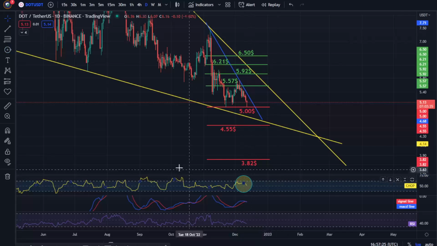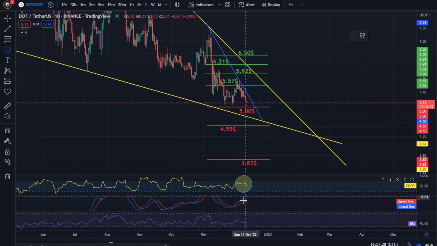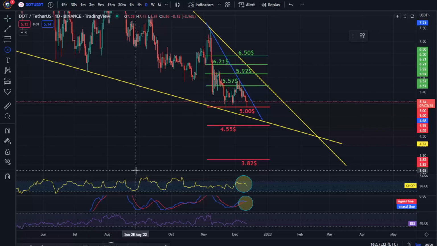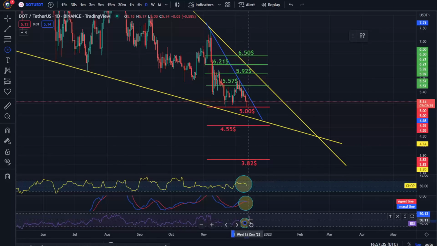On the CHOP index, we see quite a lot of energy. The MACD indicator indicates the entry into a downtrend, while on the RSI we are below half. There is still room for a larger correction.